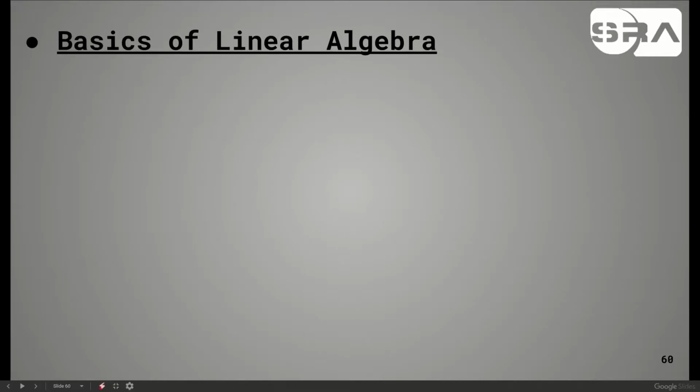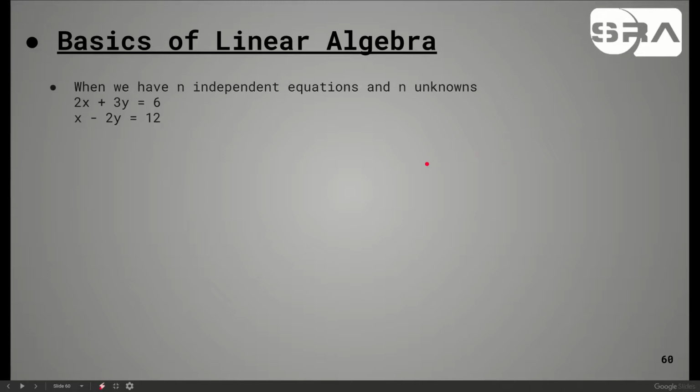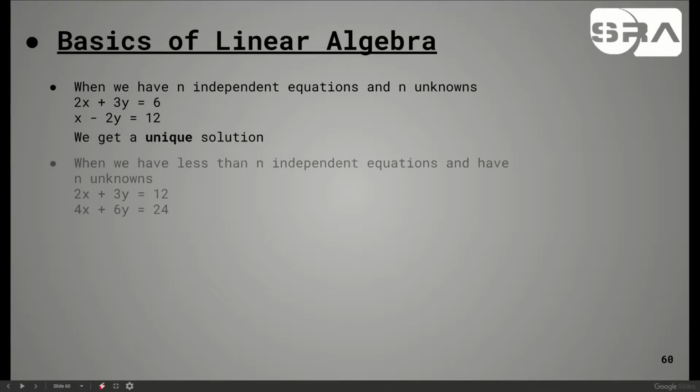Moving forward, we'll see some basic linear algebra. Linear algebra is very easy, I hope everyone has already done it. If we have n independent equations, then we get a unique solution for it. If we have dependent equations, that is, if you see carefully, the second equation is just a multiple of the first equation. If you multiply the first equation with 2, you'll get the second equation. Or you can even say that the second equation is just a scaled version of the first equation.